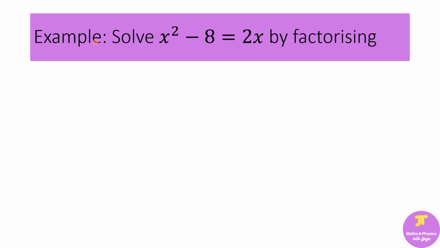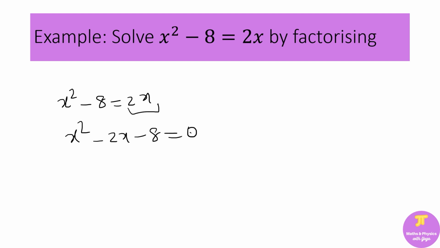Let's look at another question. In this question, they're asking you to solve this equation, right? So let me rewrite this equation. x squared minus 8 equal to 2x. Let me rearrange this into quadratic form. This will become x squared minus 2x minus 8 equals 0, because when you bring this 2x to this side, it becomes minus, and what you have is 8.